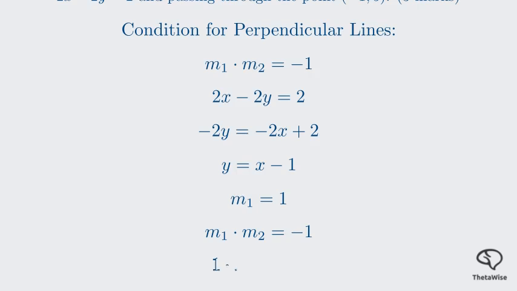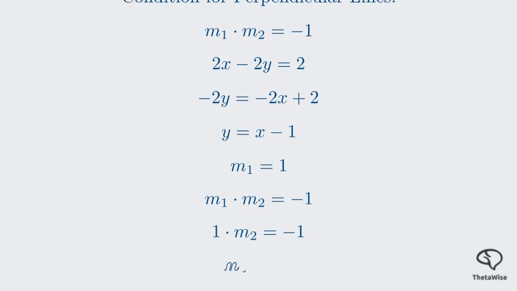Now we find the gradient of the perpendicular line, m2. Using the rule m1 times m2 equals -1, we have 1 times m2 equals -1. This means m2 equals -1. So our new line has a gradient of -1 and passes through the point (-1, 5).